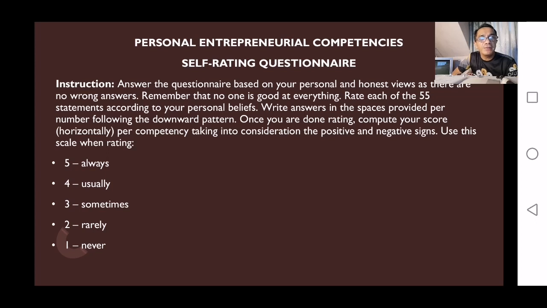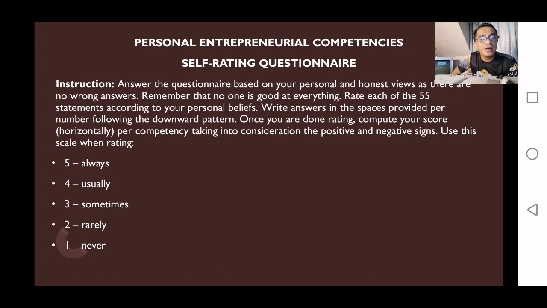So rate each of the 55 statements according to your personal beliefs. So write answers in the spaces provided per number, following the downward pattern. So once you have done rating, compute your score horizontally per competency, taking into consideration the positive and negative signs. Use this scale when rating. Okay, so don't worry about the last section of the instruction. I will be explaining that more later. And ito yung pinaka-scale na gagamitin natin.